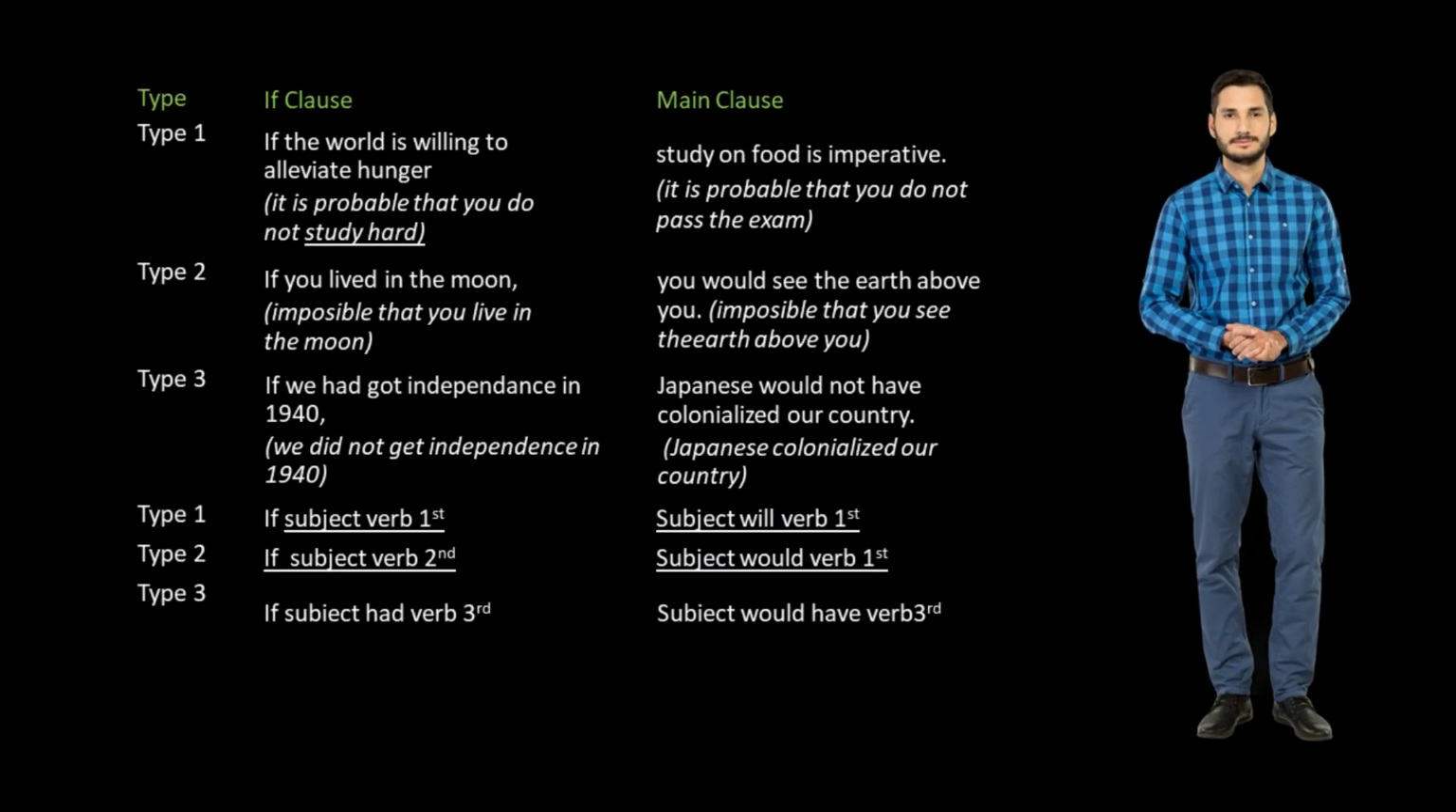Type, if clause, main clause. Type 1. If the world is willing to alleviate hunger, study on food is imperative. Type 2. If you lived on the moon, you would see the earth above you. Type 3. If we had got independence in 1940, Japanese would not have colonialized our country.